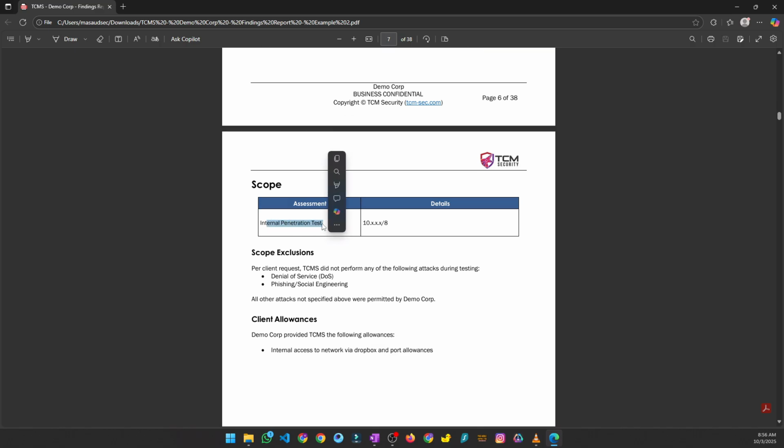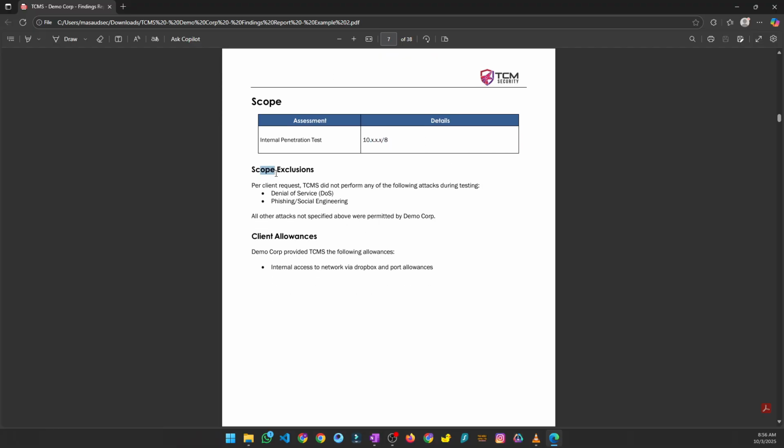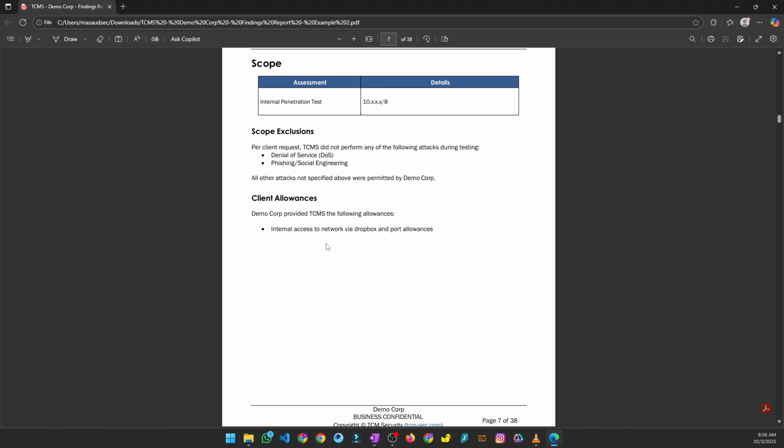Here will be a scope. Let's say the company hires you for internal penetration testing, or they have a website or web application. So either they will give you some of the domains, or they will give you the IP address. Then the scope exclusions: let's say they clearly tell you the things you are not going to perform. You cannot perform a DDoS attack, you cannot perform phishing or social engineering.